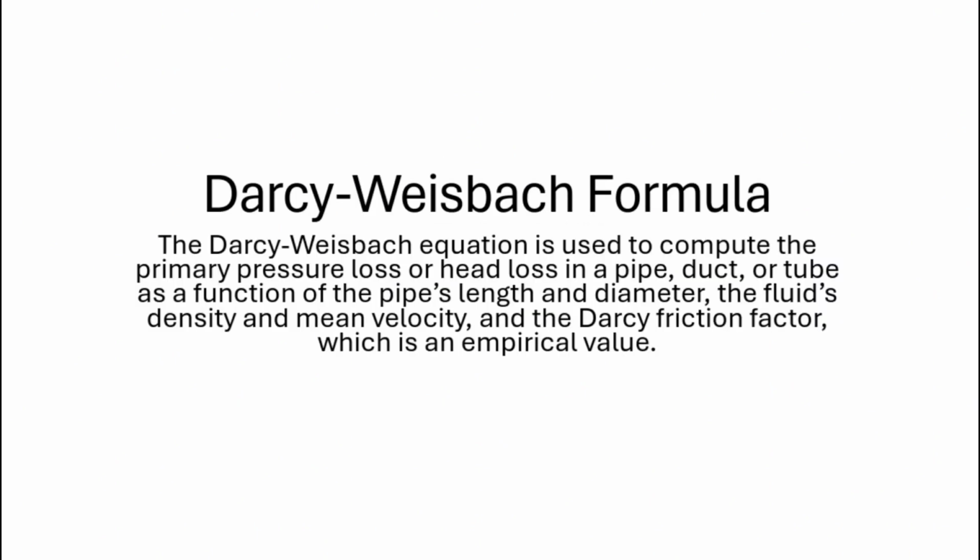For the first formula of the major head loss, we have the Darcy-Weisbach formula or the pipe friction equation. This equation is used to compute the primary pressure loss or head loss in a pipe, duct, or tube as a function of the pipe's length and diameter, the fluid's density and mean velocity, and the Darcy friction factor, which is an empirical value. So for the formula of Darcy-Weisbach, we have this.